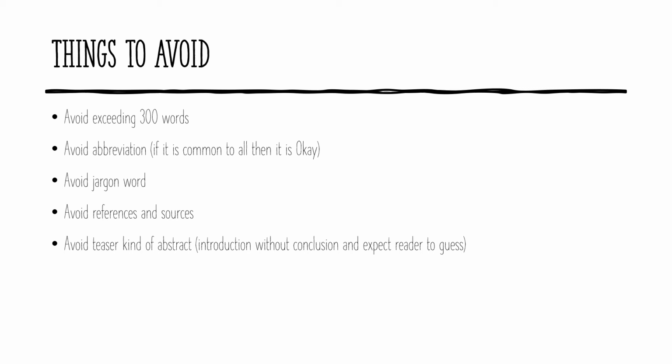Also, avoid a teaser kind of abstract. A teaser means an introduction without a conclusion, expecting the reader to guess. It's like a movie. Normally movies have a teaser, so they show roughly what the movie is about, but they don't show the end of the movie. So avoid that kind of abstract. In the abstract, you should state clearly what the aim is, what the conclusion is, and what result you get. So avoid these kinds of abstract.